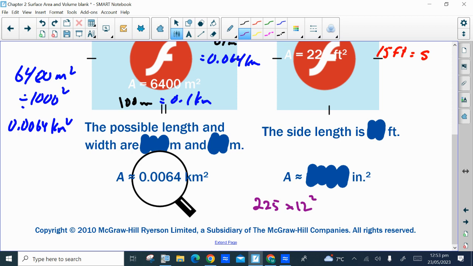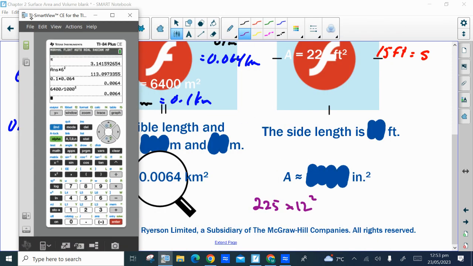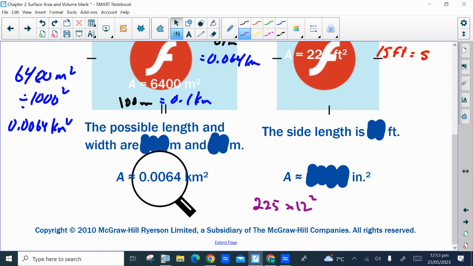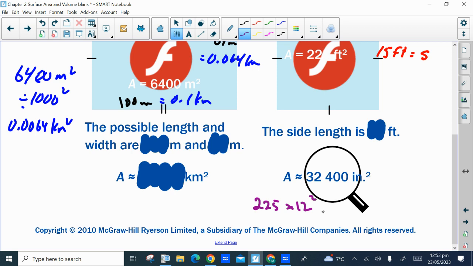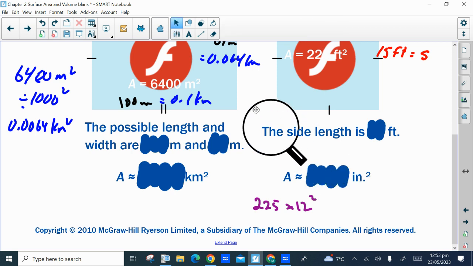There are 12 inches in a foot. If it was just feet to inches, you'd multiply by 12. But now we're going from square feet to square inches, so we have to multiply by 12 squared. So let's do that and check and see if we get the right answer. So 225 times 12 squared is 32,400. And if we take our magnifying glass, that is the right answer. To go from square feet to square inches, you have to multiply by 12 squared. And that will give you the right answer.